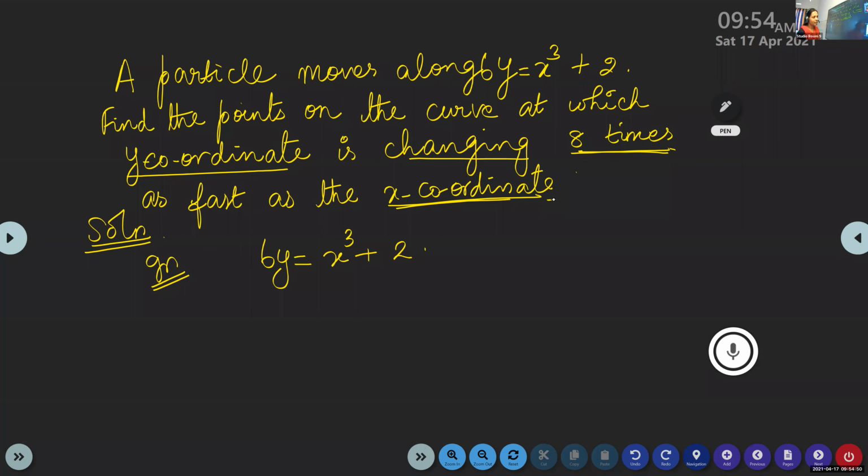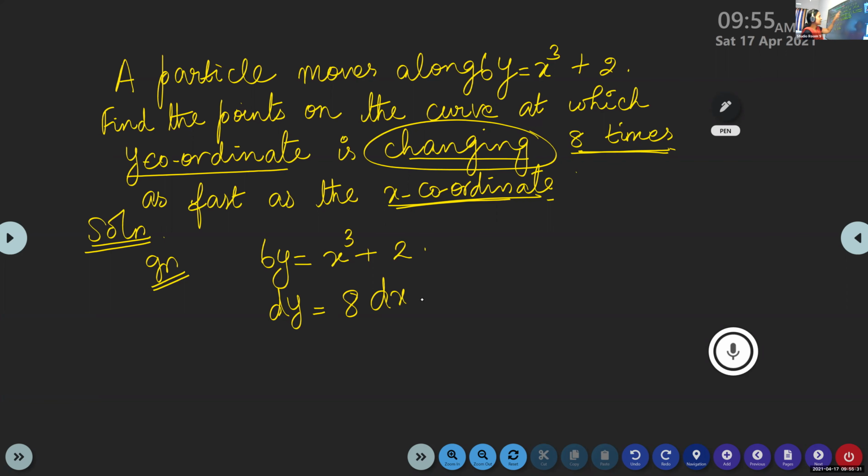Yes, try it, children. Y is equal to 8x means we can write simply Y coordinate is. But here what is given? Y coordinate is changing. How will you denote the change in Y? Derivative. Okay, very good. So dy, change in Y coordinate means dy. So dy is 8 times the change in X coordinates. Is it clear? Is it okay?